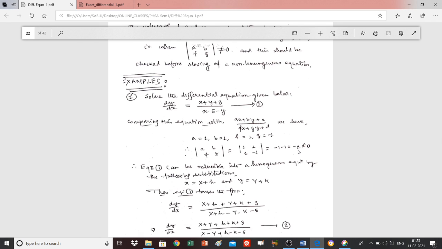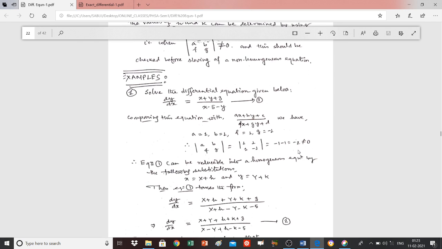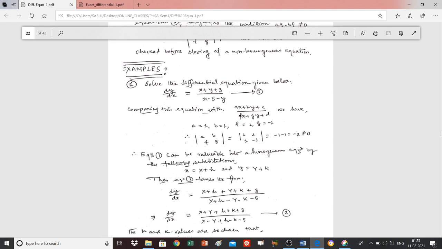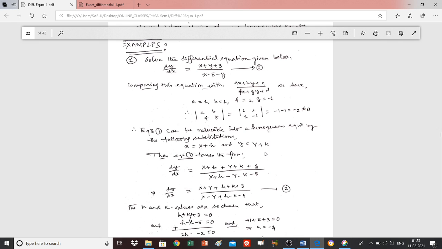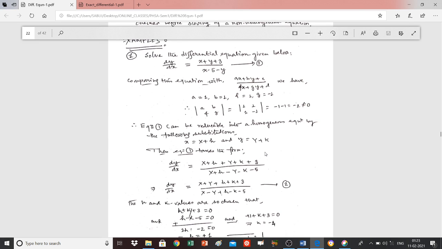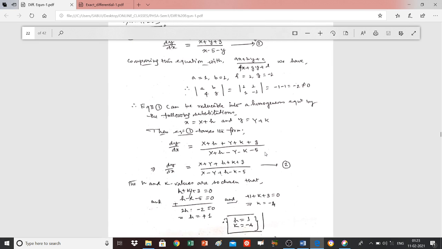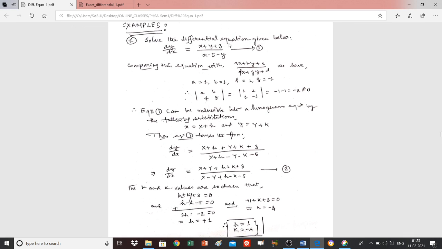And so this equation can be reduced to a homogeneous equation, and to do this you need to substitute small x is equal to capital X plus h, and small y is equal to capital Y plus k, and you should choose the values of h and k properly, and that will be done here. First of all, just substitute the values of small x and small y in this expression, the equation number 1.